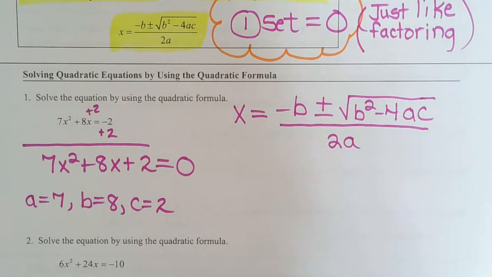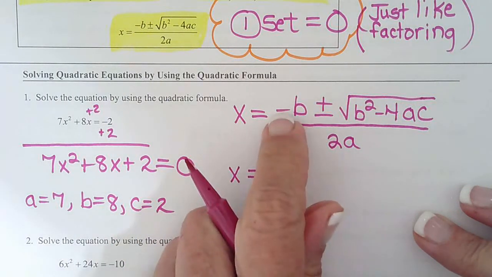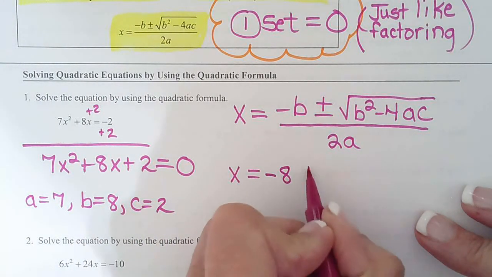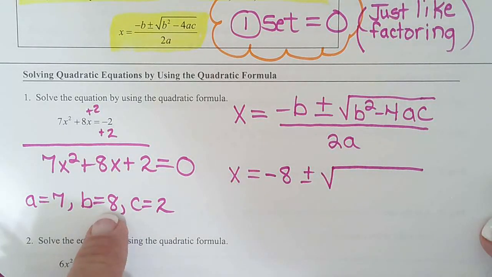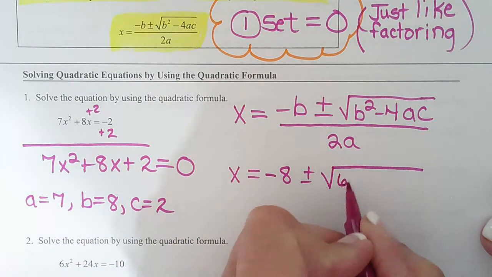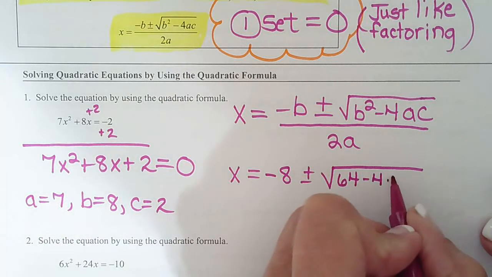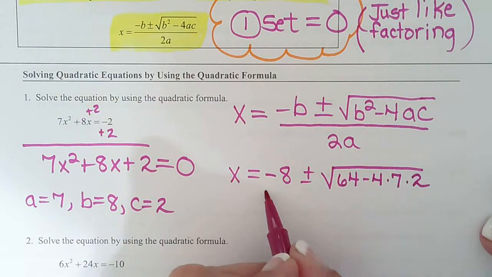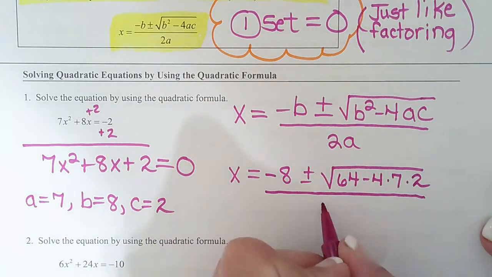So let's plug and chug. So x equals opposite of b. Well, b is 8, so the opposite of b is -8. B squared, 8 times 8 is 64, minus 4 times a, which is 7, times c, which is 2, all over 2a, 2 times 7.